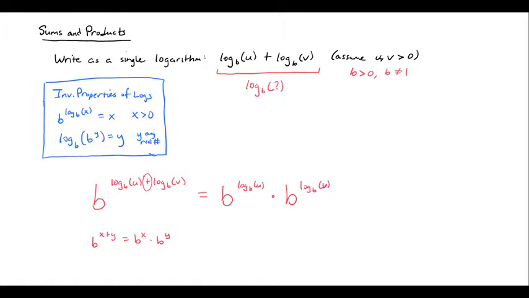And now I can use the inverse properties of logs to simplify both of these. I have an exponential and I have a logarithm, and those two processes cancel each other out. Same here, I'm taking v, taking the logarithm of it, and then taking the exponential of it. Those two processes cancel out. So that first piece is just u, and that second piece is just v. So what I have here is u times v. But now, wait a minute. I know that b to this exponent here gives me this power.